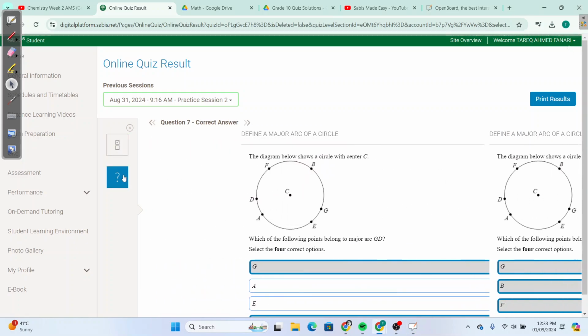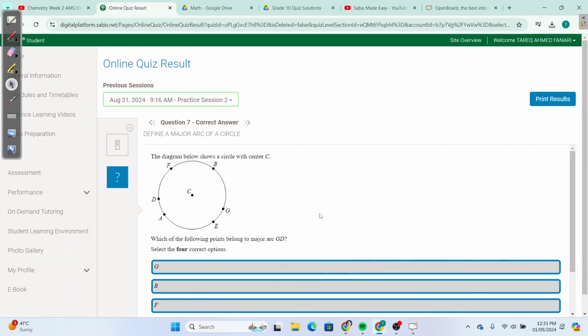Question 7. The diagram below shows a circle with center C. Which of the following points belong to major arc GD? So it would be this. This is major arc GD. Now, why is it important to define if an arc is major or minor? Because if you said minor arc GD, you would mean this area, not this. So the points would be D, F, B, and G, because they all lie on the arc here.